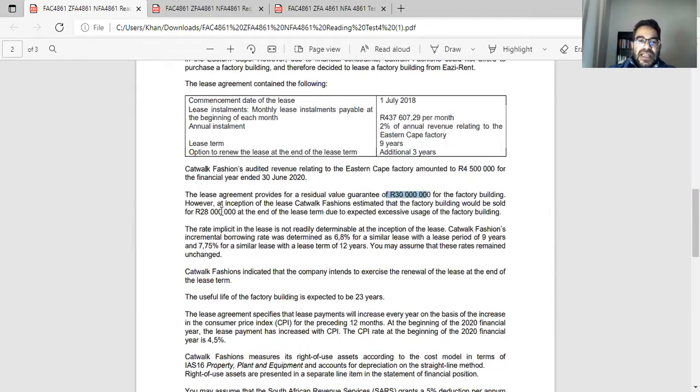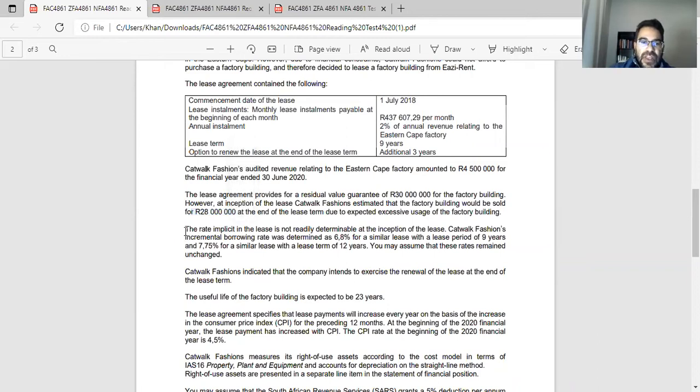However, because the lessee is going to sell it and they're going to get 28 million, we will reduce the guaranteed residual value by the 28 million. So in effect, they're going to be paying 30 million to the lessor, but they're also going to get 28 million because of the sale. So that means the net impact of the cash flow is going to be an outflow of 2 million rand.